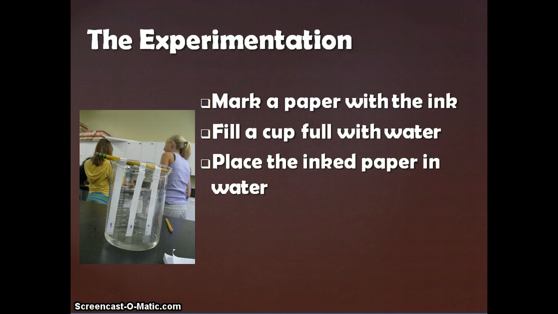On this slide there's a picture that has the three pieces of paper in the beaker, and this is the perfect way to set up the experiment. You can see the three dots where someone marked it with the ink, and the water is barely touching the edge of the paper. The water will run up and hopefully smear the ink, and we will try to find if there are multiple colors.